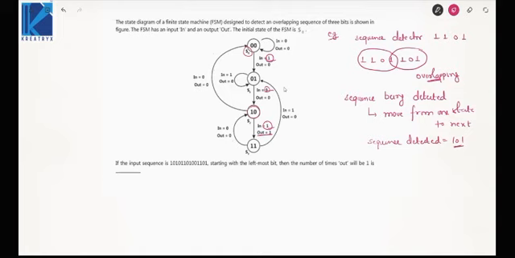You just have to go from one state to the next state until the output becomes 1. So let us count how many times 1, 0, 1 occurs. It occurs 1 time, 2 times, 3 times, 4 times. So the output will become 1, 4 times. Okay. So how to detect which sequence is being detected? Just go from one state to the next until you get the output as 1.